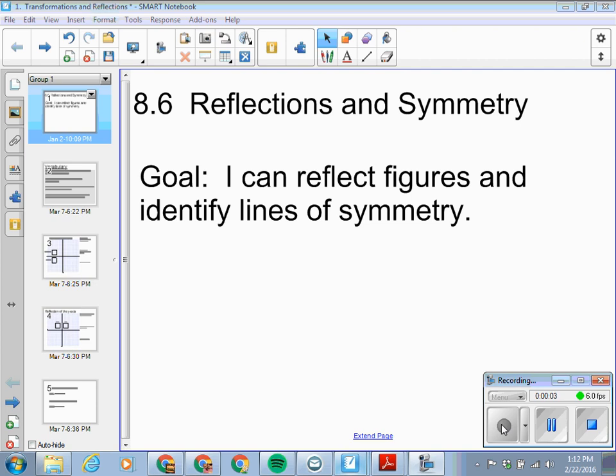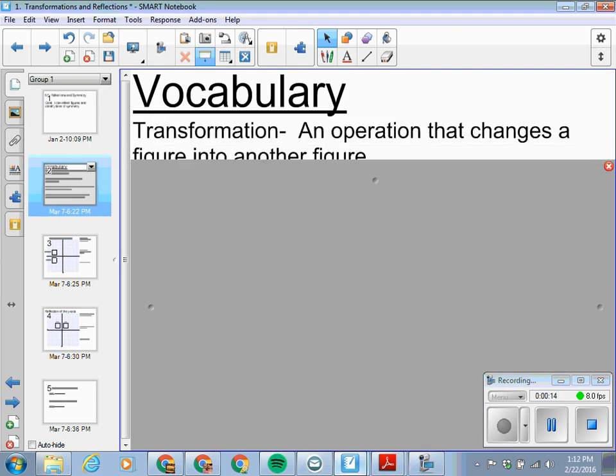Today's lesson is over Reflections and Symmetry. It's your first lesson in our new Transformations unit, and the goal is to reflect figures and identify lines of symmetry. So vocabulary, a transformation.